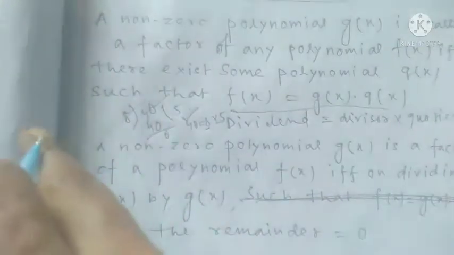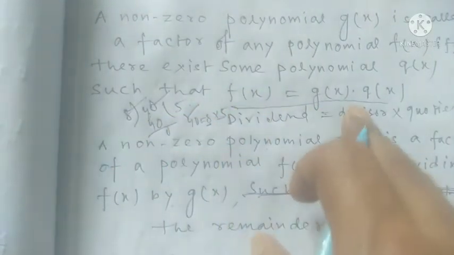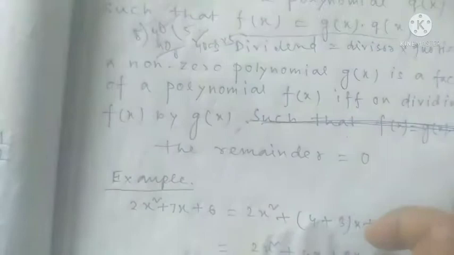Okay, so first of all, a non-zero polynomial. What is a non-zero polynomial? You can take any polynomial, and if you divide it by a non-zero polynomial and your remainder is 0, then this formula is applicable: f of x is equal to g of x into q of x. I'm telling you what is g of x and what is q of x.